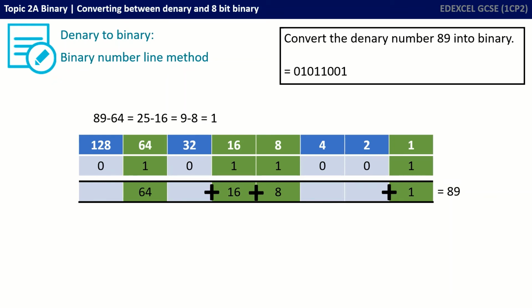To convert from denary to binary, always use this number line, and it's worth showing your working in an exam, and it ensures you're less likely to make a silly mistake. You can always confirm your answer by simply adding up the columns you've got ones in. So we have a 64 and a 16 and an 8 and a 1, which of course is 89, the number we were expecting.